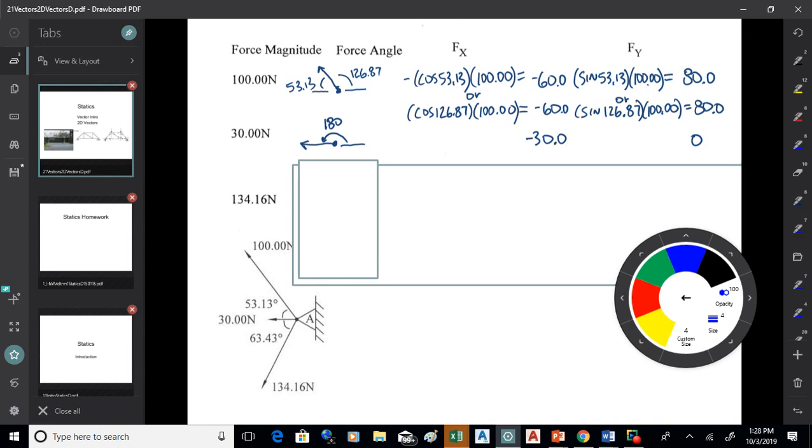How about doing that last one then? They've got the 134.16, 63.43. Get that broken down in the same fashion. Just take a minute and do that. Yeah, bring your packet, bring a calculator so you can knock through this stuff.